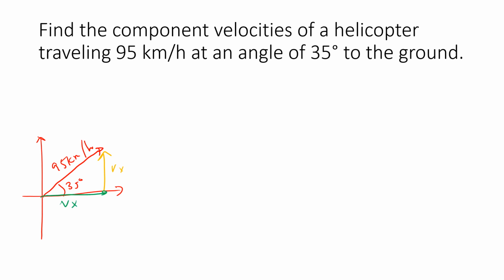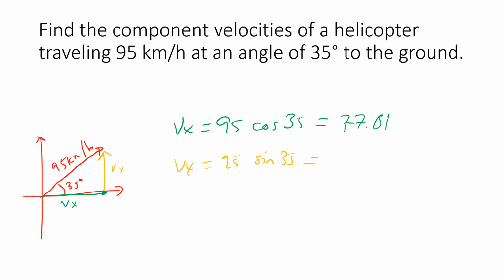So really quick, Vx equals 95 cosine theta with 35. My y component is 95 sine 35. I do my work. I end up with 95 cosine 35 is 77.819.